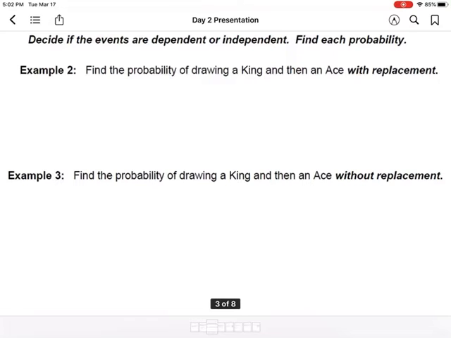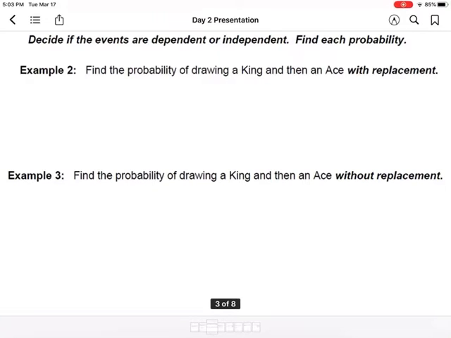Decide if the events are dependent or independent, then find each probability. Example 2 says: the probability of drawing a king and then an ace with replacement. Are these events dependent or independent? If you guessed independent, you would be correct because you are putting that first draw back.